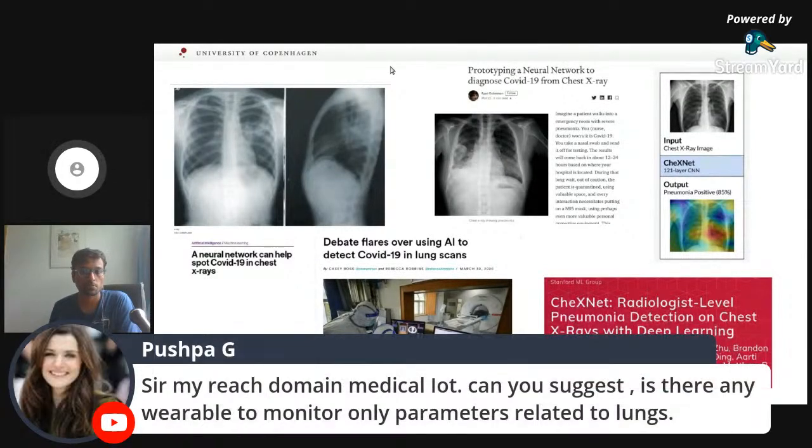There are two more questions. The participant says her research domain is medical IoT. She is asking, are there any wearable devices that monitor parameters related to lungs? I wouldn't know. It's not something that I'm an expert in, so sorry.